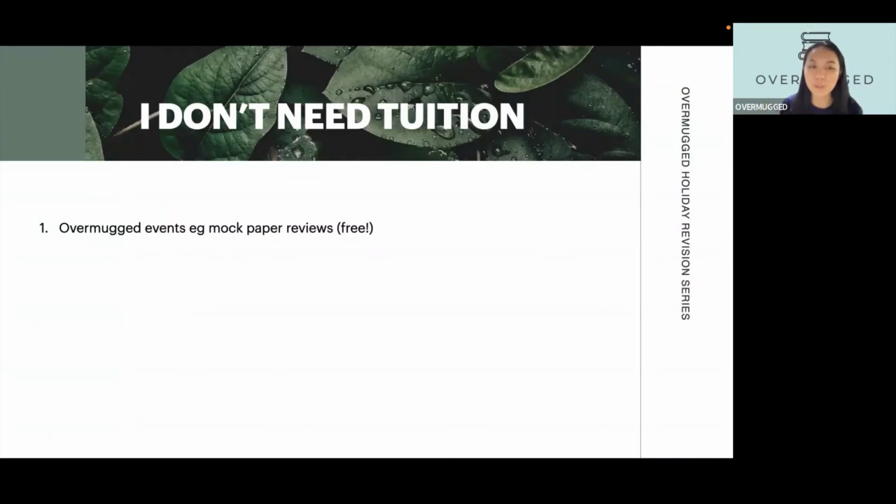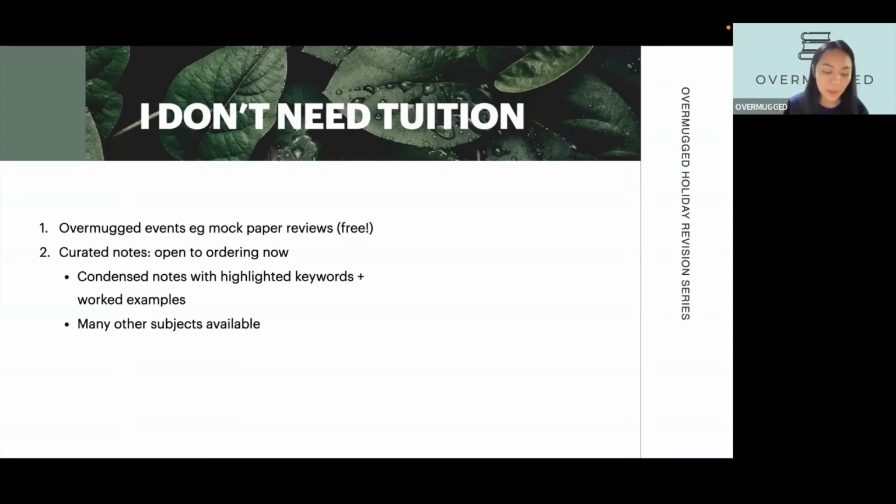The tutor basically sets a paper, and the reason I tell you how to make challenging questions is that I try to mix and match a few topics together to make a slightly harder paper. To do that well, you need an even deeper understanding. That event is totally free, so look out for it in September. And curated notes are already open to ordering.